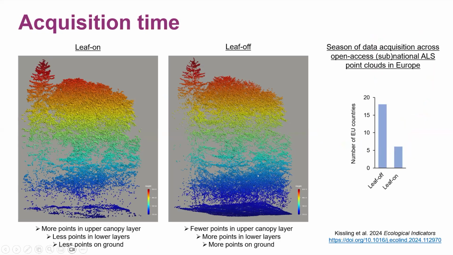And most of the point clouds that are available open access in Europe are flown in the leaf-off season. And the reason for this is that they are mostly collected for terrain mapping, digital terrain mapping, instead of vegetation.